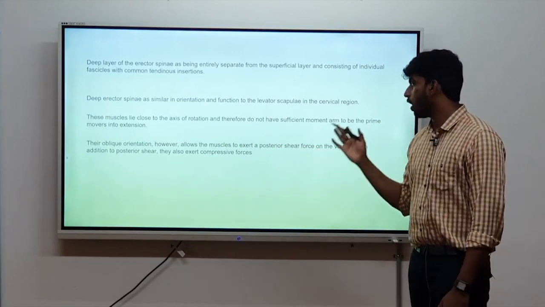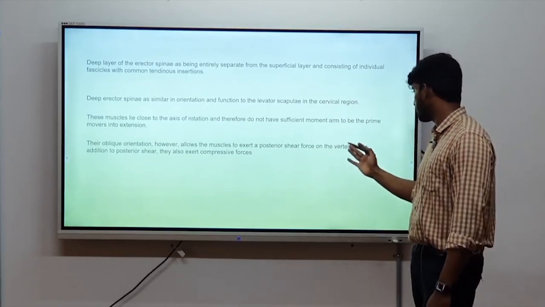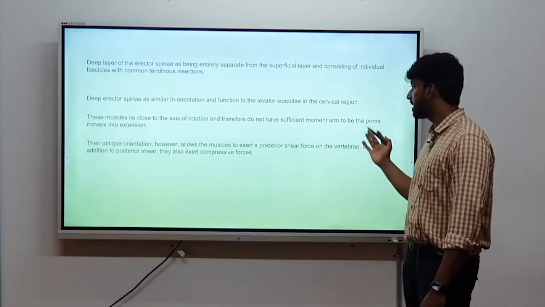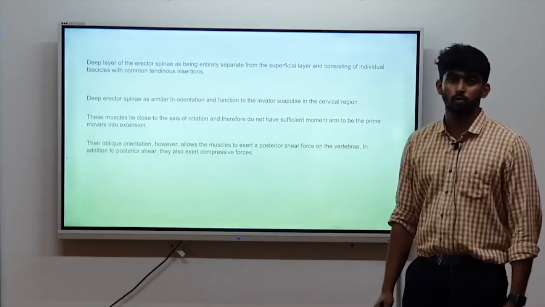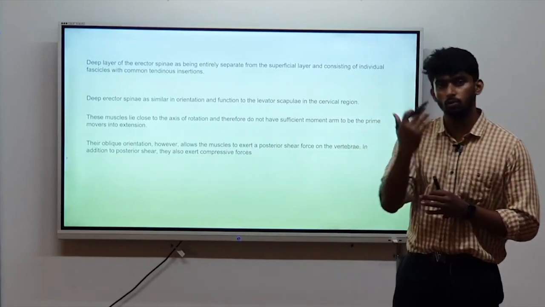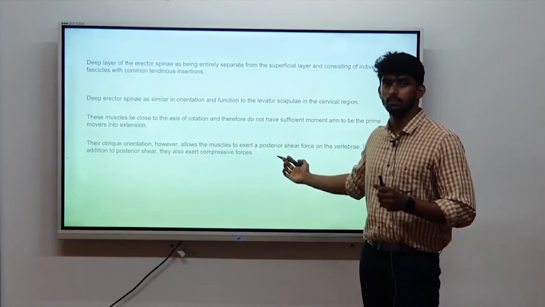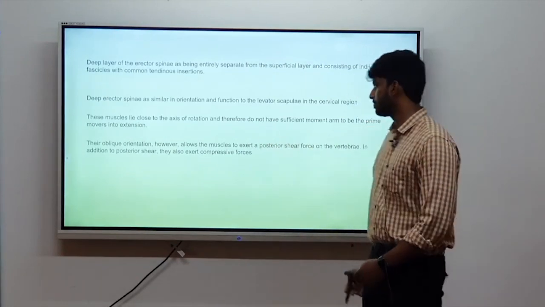Their oblique orientation, however, allows the muscle to exert a posterior shear force on the vertebrae. In addition to the posterior shear, they also exert compressive forces. In the same way, these compressive forces as well as shear force you have to learn from the first chapter, then only will you be able to understand what we are talking about here.